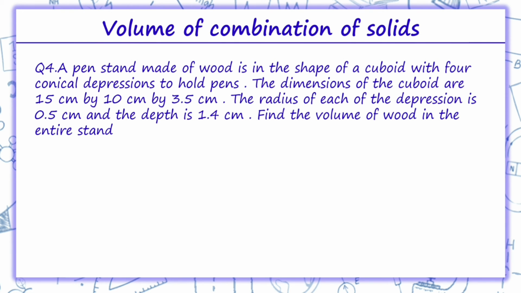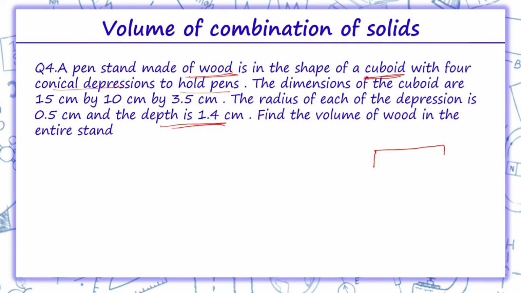Coming on to the next question. Now the question is, a pen stand made of wood. It is in the shape of a cuboid with four conical depressions to hold pens. The dimensions of the cuboid are 15, 10 and 3.5 centimeter. The radius of each depression is 0.5 centimeter and the depth is 1.5 centimeter. Now we have to find the volume of wood in the entire stand.